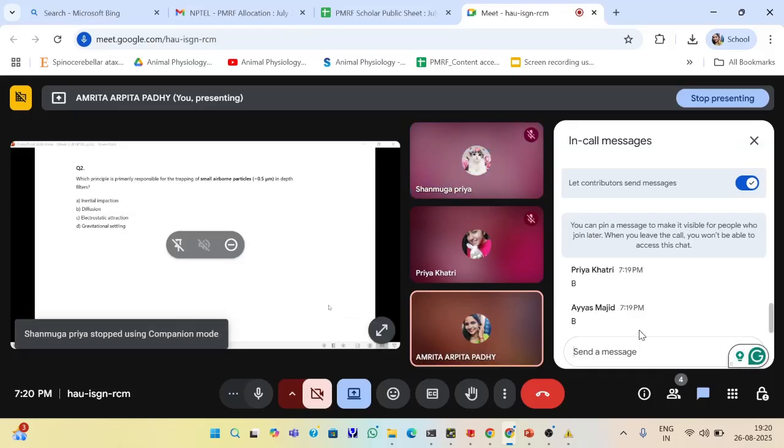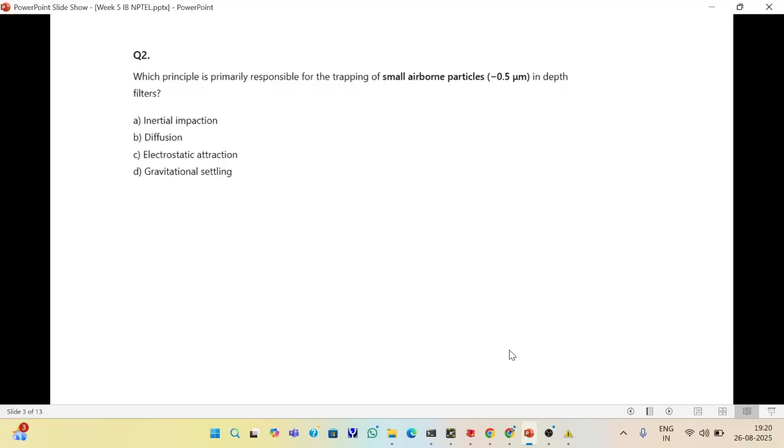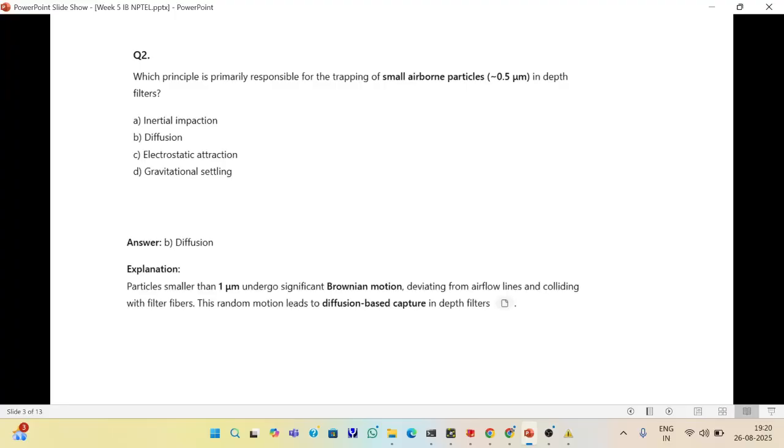Is everyone done? Let's see what is the correct answer for this question. It is B, diffusion. Particles smaller than 1 micrometer undergo significant Brownian motion, deviating from airflow lines and colliding with filter fibers. This random motion leads to diffusion-based capture in depth fibers. So this is why diffusion is the primary principle responsible for trapping small airborne particles, nearly 0.5 micrometer in size, that is, smaller than 1 micrometer, in depth filters.